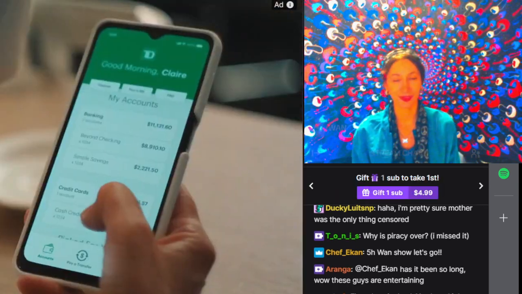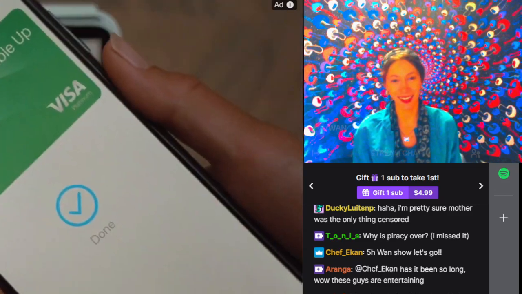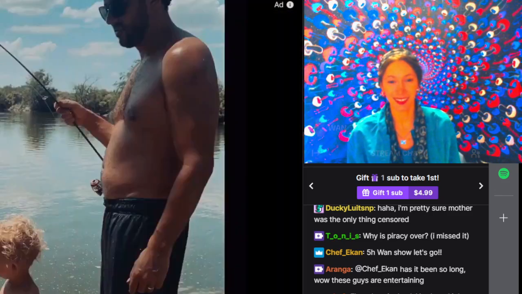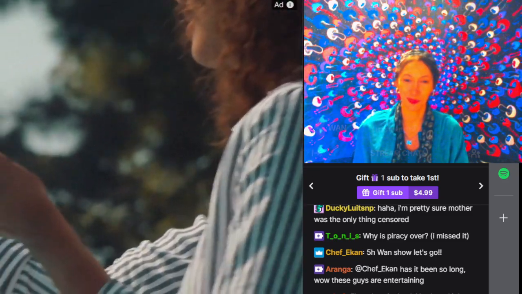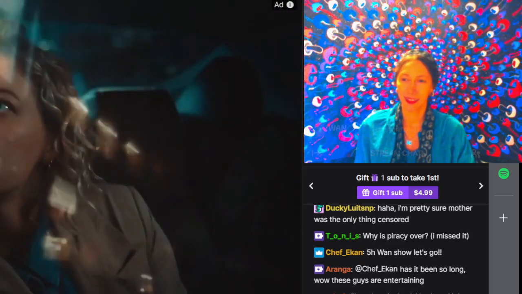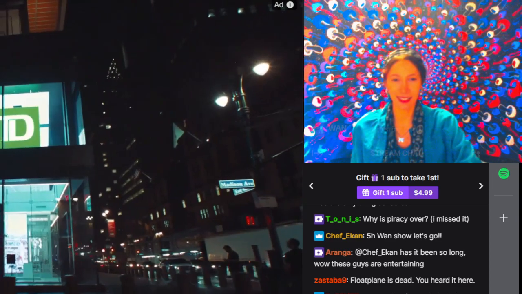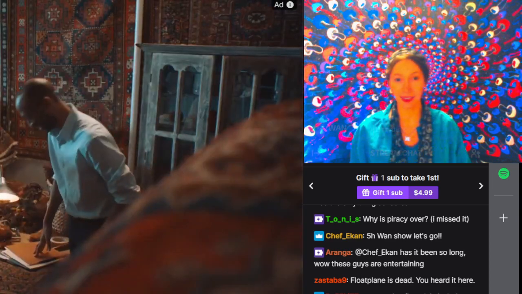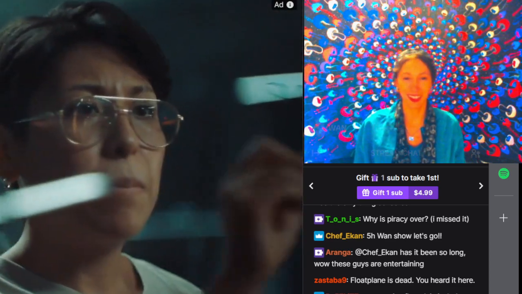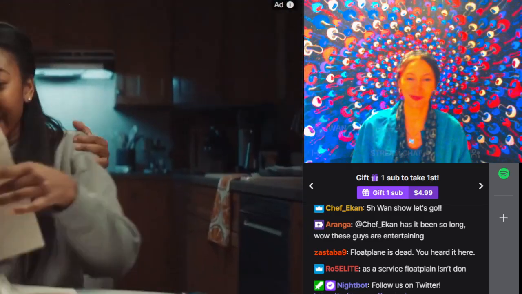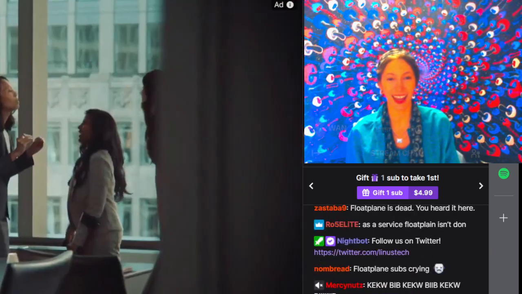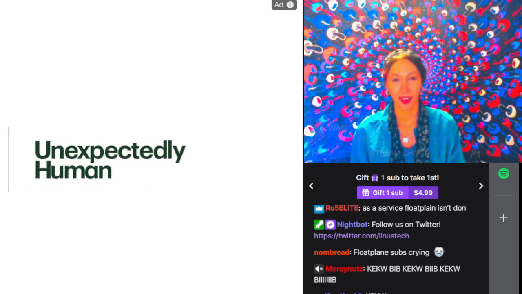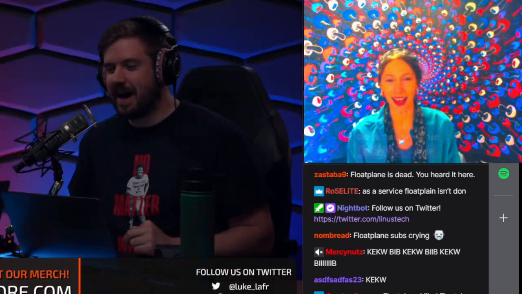TD Bank sees millions of transactions that matter most. Changing where and how people bank, and we have the financial strength. People first. Unexpectedly human.